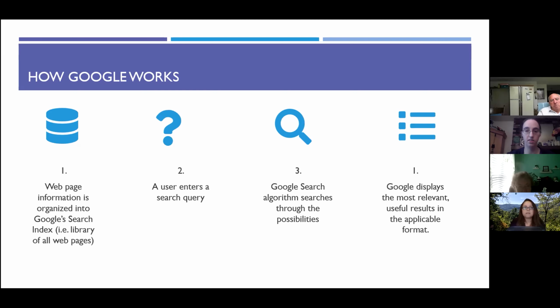So, at a basic level, how does the Google search index really work? Well, you can think of the search index as a library. It is Google's master library of all the indexed web pages. When you search Google, you enter a phrase or question into the search bar on google.com. In a fraction of a second, Google's search algorithm searches through all the possibilities and then displays a rank order list of the most relevant, useful results in the applicable format.